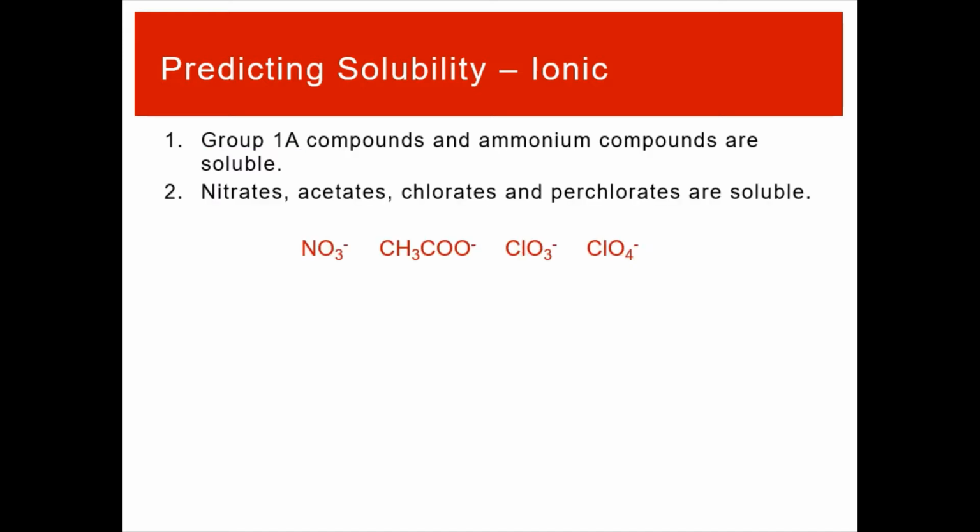Rule 2. Nitrates, acetates, chlorates, and perchlorates are soluble. This rule is similar to rule 1, but it's just about anions. You'll note, again, it only matters what the anion is. Of these, you won't necessarily find a lot in the lab. Acetate has some other properties. It's chemically reactive. Perchlorate is explosive. So we tend not to use those too much.